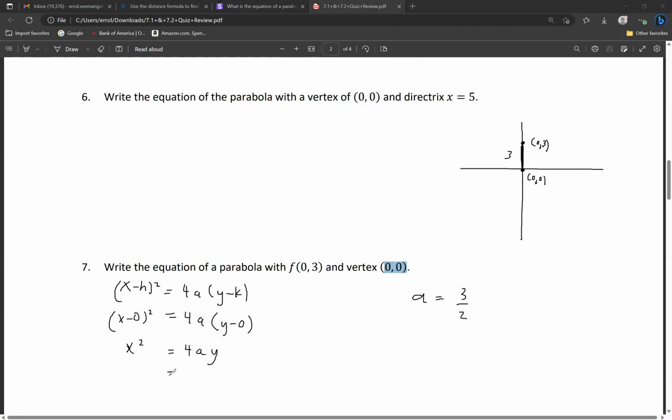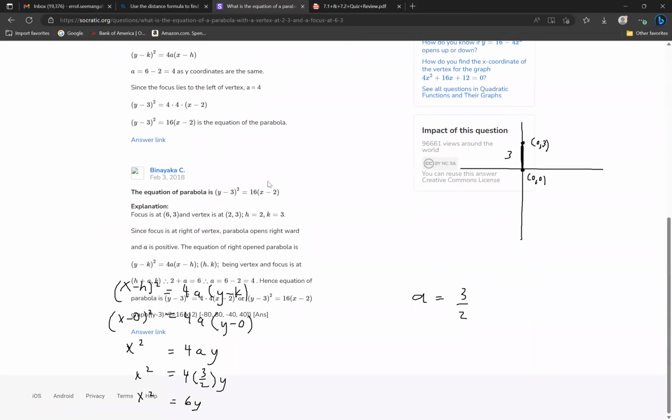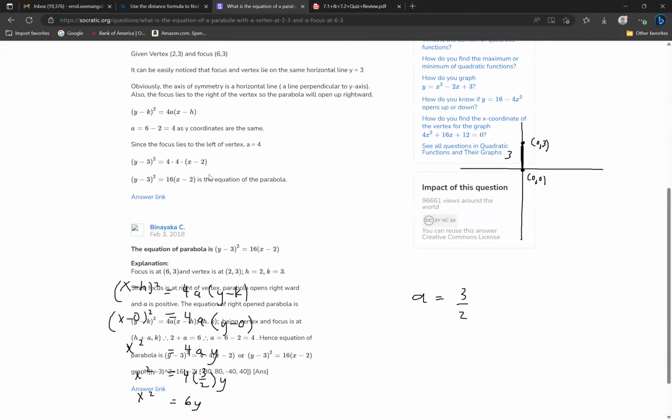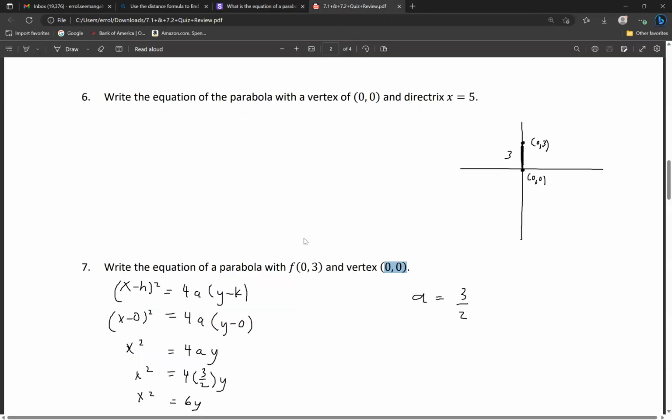So plug that in right here. So x squared equals 4 times 1.5 times y. Simplify that a little more: 1.5 times 4 is just 6. So x squared equals 6y. So let's see what they do next. Actually, they just leave it like that, with the squared term on the left and the other variable on the right. Yeah, that's it right there.